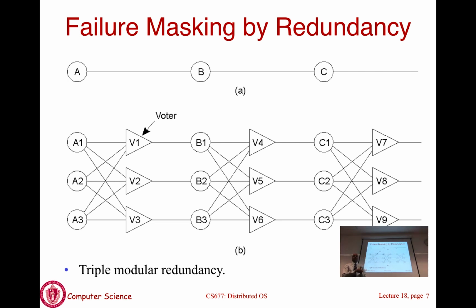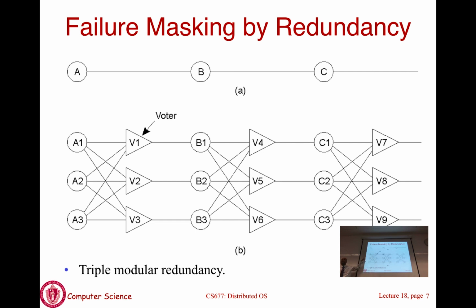The question is, are we considering cases where 2 out of 3 fail? That's a good question. I should have mentioned that this circuit is designed to handle 1 failure at a time, one failure in every stage, okay, not just one failure across the whole thing. This is called triple modular redundancy, TMR. So to deal with one Byzantine fault, you want to do 3 times replication.